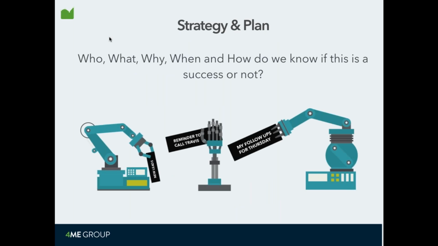Next, we need a strategy and a plan. So here's the key for a strategy and a plan. You can get as in-depth into your strategy and plan as you want to, and I encourage you to. But at the bare minimum, you need to answer some of these key questions. Who, what, why, when, and how do we know if this is a success or not? And that's one of the number one things that most software implementations are missing.